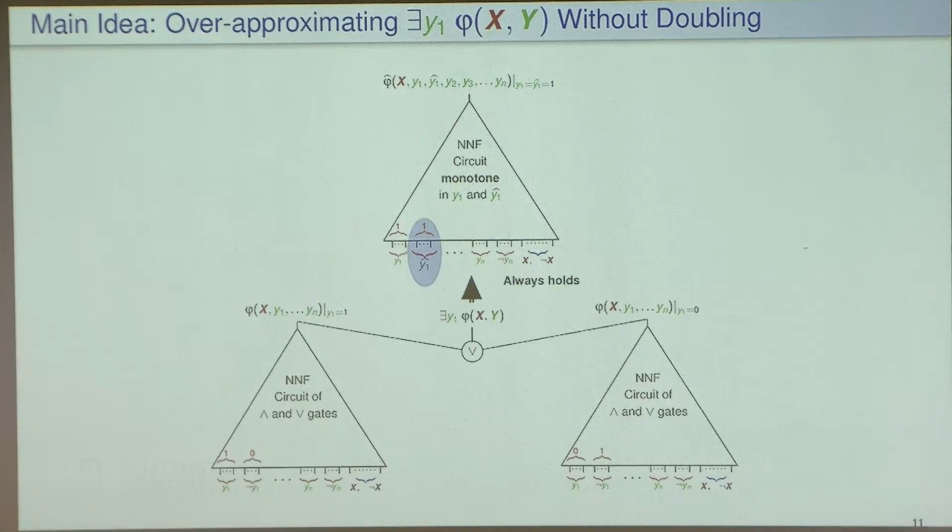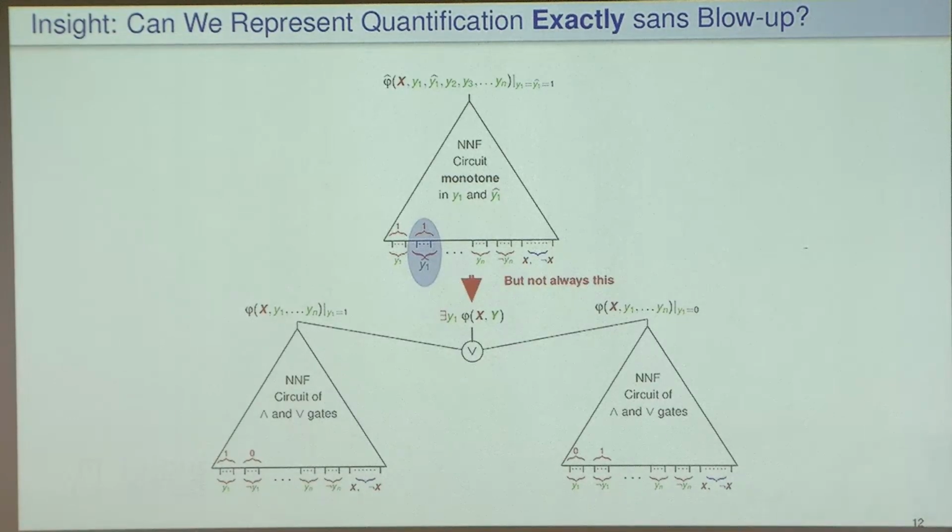In other words, we have that the disjunction of both of these circuits must imply the positive form. This is just by which we call the positive form to evaluate to 1. So this side of the implication is always true. So in other words, this one, which avoids the doubling, is always an over approximation.